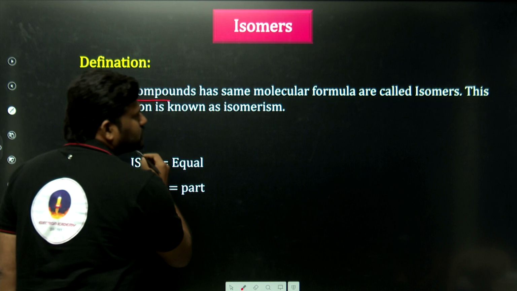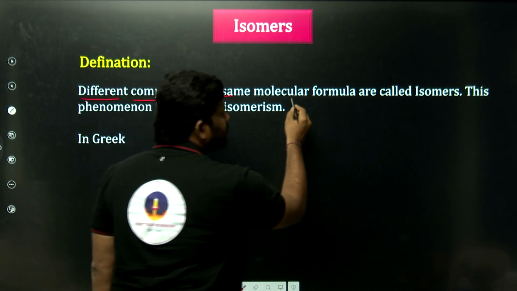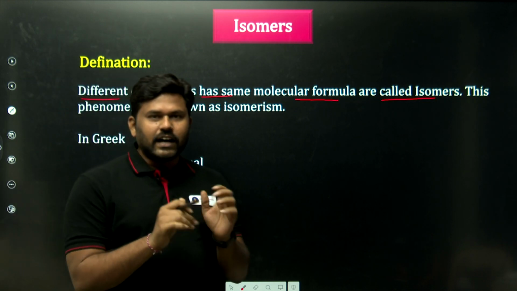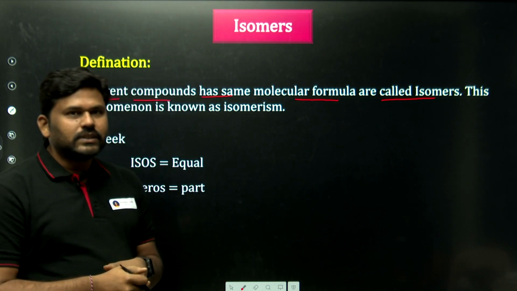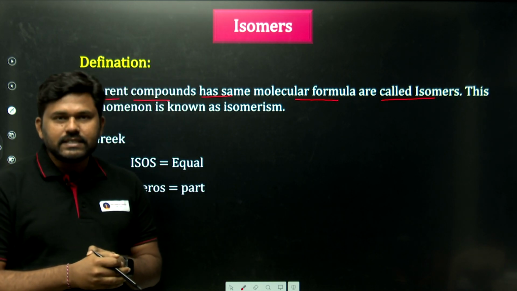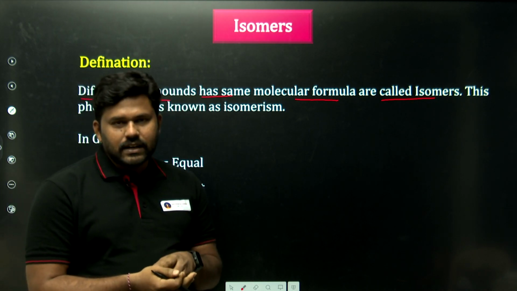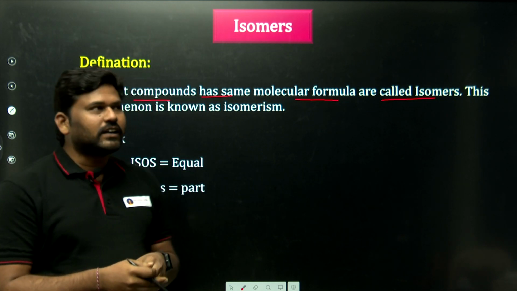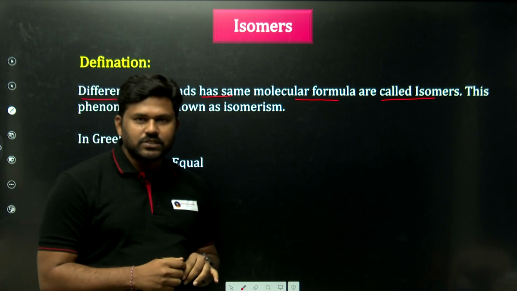Different compounds having the same molecular formula are called isomers. Simple definition: 2 different compounds having similar mass but with a different arrangement. What is the arrangement, sir? Spatial arrangement or structural arrangement. Both are different there. Those are called isomers.